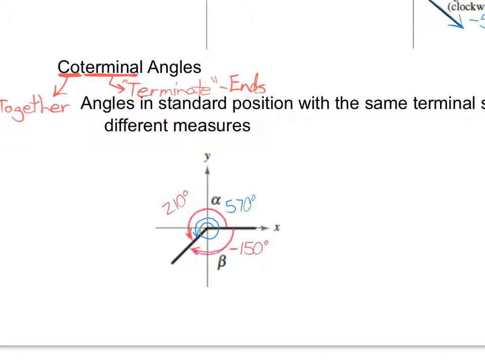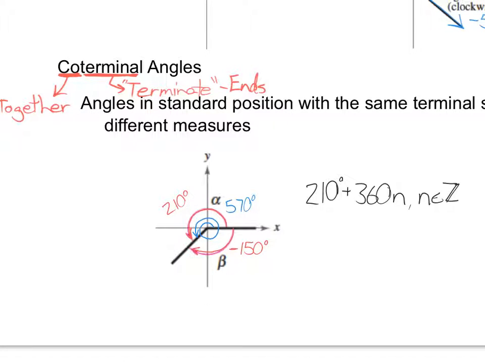In fact, one thing that we would say, we could express all the angles that are coterminal to 210 using this expression here. We could say we have 210 plus 360 times n, where n is an element of the integers.